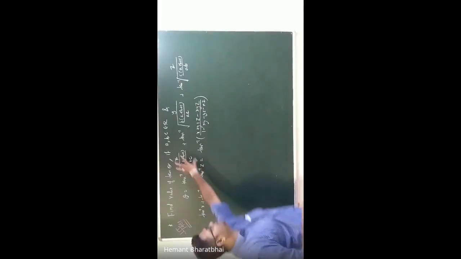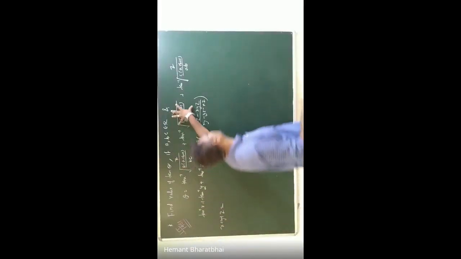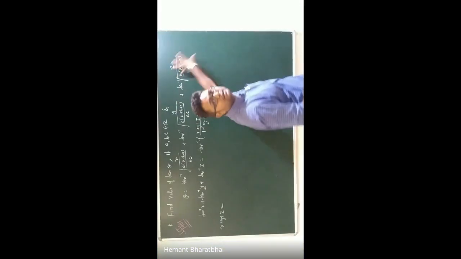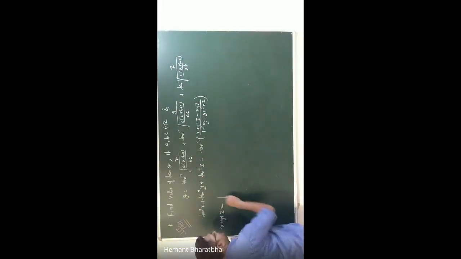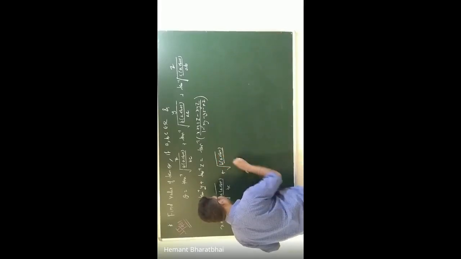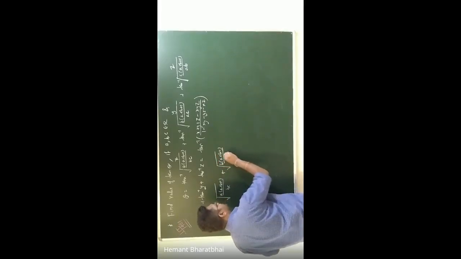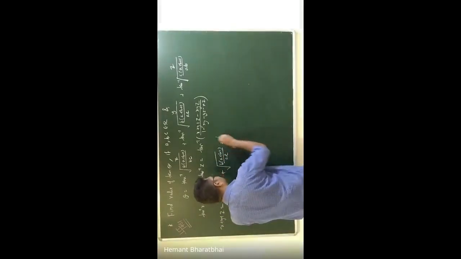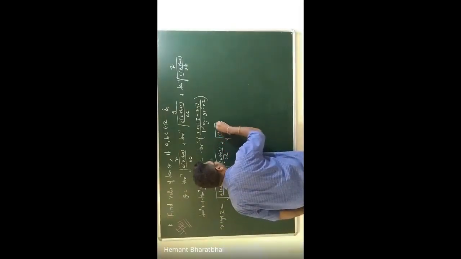So this is my entire x, this is my entire y, and this is my entire z. So let's find out x plus y plus z. It will be under root of a into (a plus b plus c) upon bc, plus y is under root of b into (a plus b plus c) upon ac, plus z is c into under root of (a plus b plus c) upon ab.